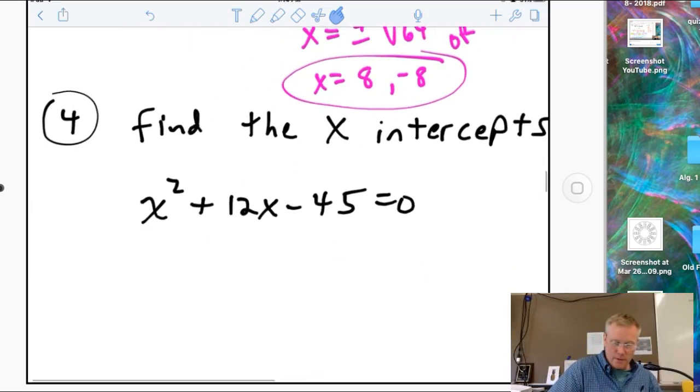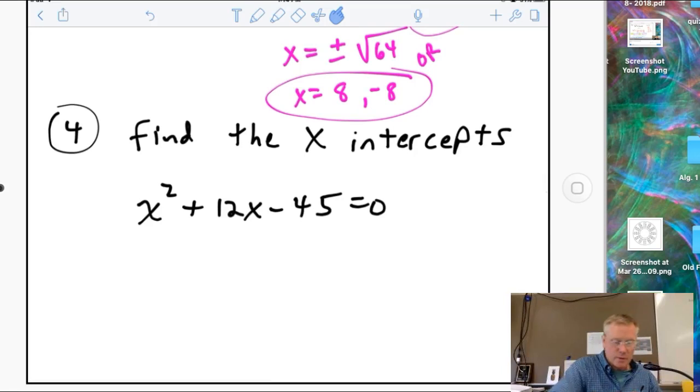Number 3. Find the x-intercepts. So remember, when they say find the x-intercepts, that's the same as solve. It's also the same as find the zeros. Anytime you see those things, they're all the same. They're asking you the same thing, okay? They just want you to solve it. It doesn't say which way to do it, by factoring or by quadratic formula. You certainly could do either.